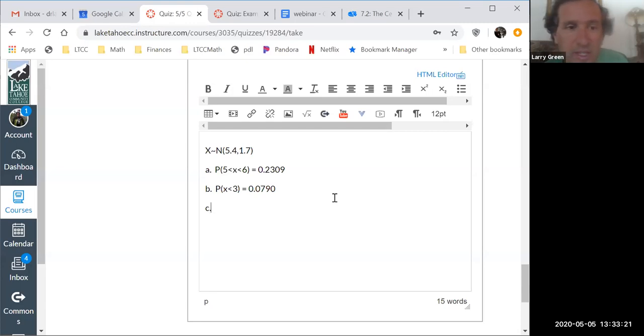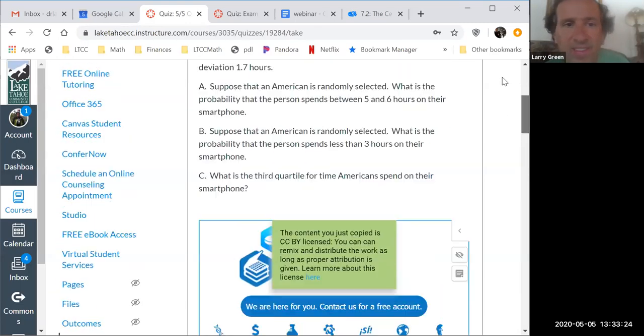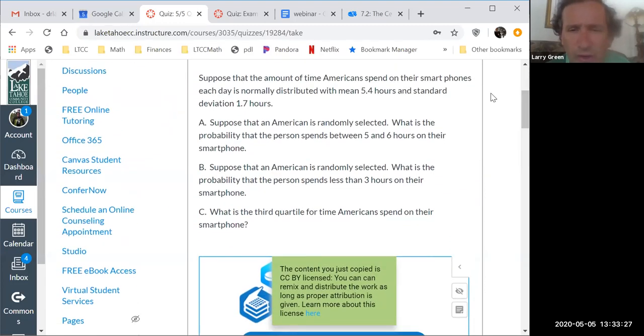Okay, let's get to part C. Part C is what is the third quartile for the time Americans spend on their smartphone? Yeah, as I mentioned, you guys are debating about the negative 9999 and the 0. I would accept either. If you take it on what is practical, 0 is probably better. If you take it on what's written, negative 9999 is better. And that's why I have to accept either. Because if it's truly normal, you could have negatives. But it's silly to even say it's truly normal because you can't have less than 0 on your smartphone.